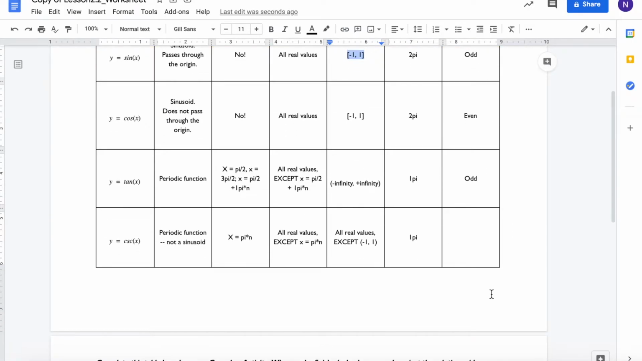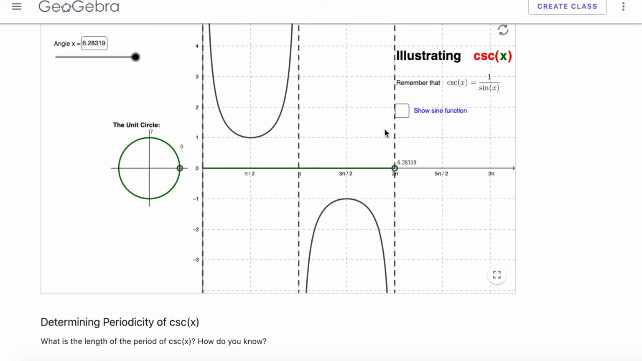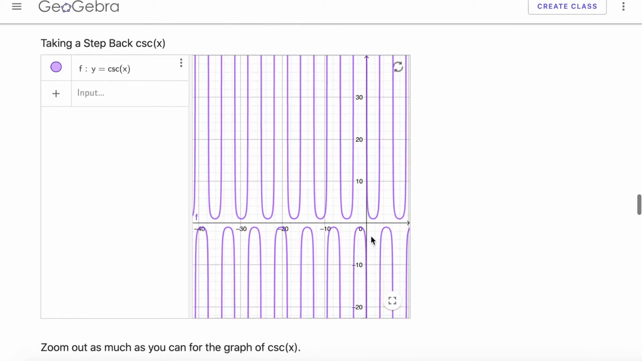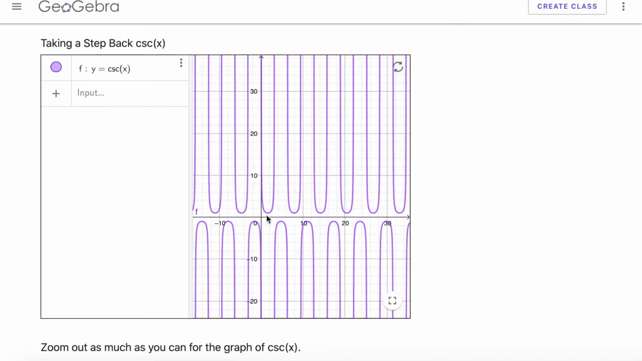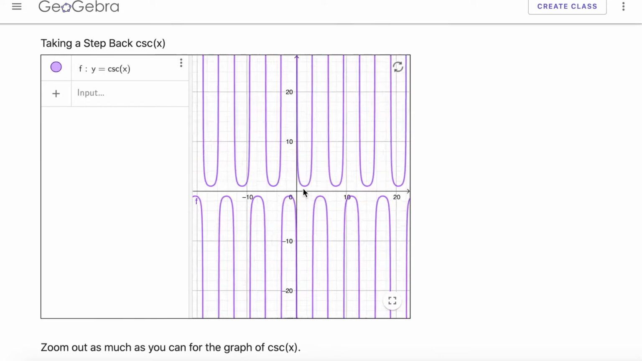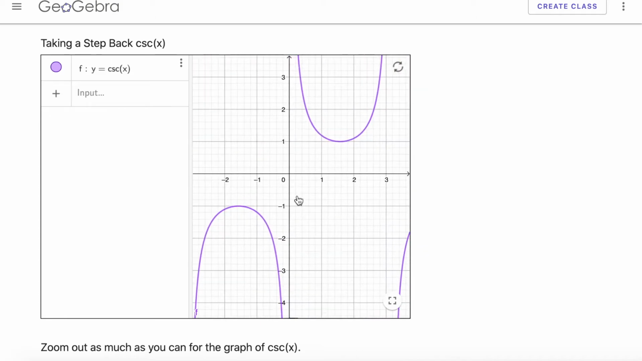And then we have our test to see whether or not cosecant is going to be even or odd. So one thing that we can do, I'm going to zoom in so that my origin is at my center. And here's what I'm going to do. I'm going to create an inequality where I'm looking at all the values of x greater than 0 so that I can look at the right-hand side of the y-axis.